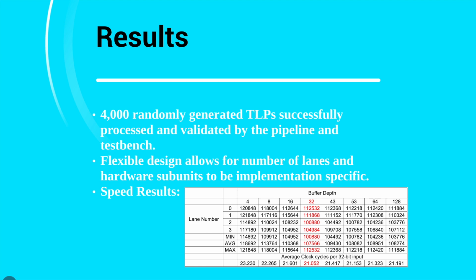We were also able to create this pipeline using a flexible design which allows for the number of lanes and hardware subunits to be implementation specific. Also, using some timing analysis, we were able to find that it only takes on average 21.052 cycles per 32-bit input to receive an output. This lines up closely with our targeted speed.